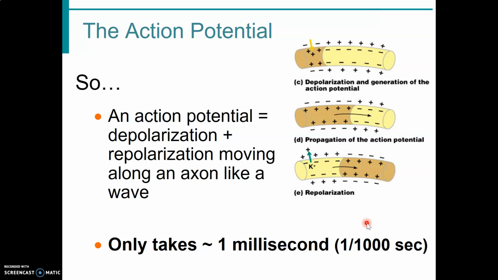I think in your notes it asked the question, what is an action potential? An action potential is the depolarization plus repolarization moving along an axon, like a wave. And this is a wave that we can actually recognize. This is extremely fast. It takes about 1 millisecond, one 1000th of a second, for this action potential to move across a particular axon.